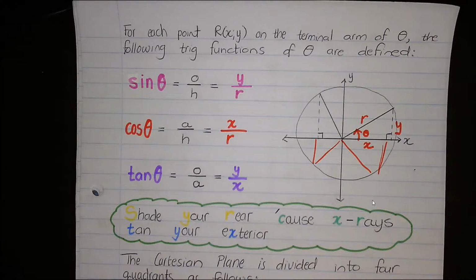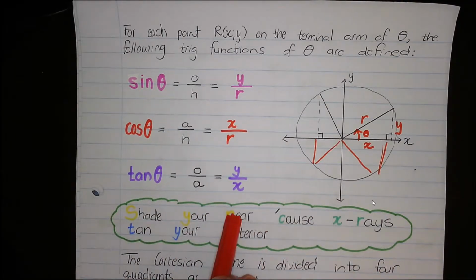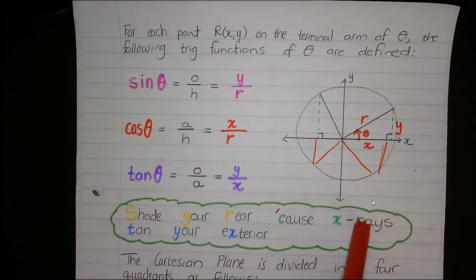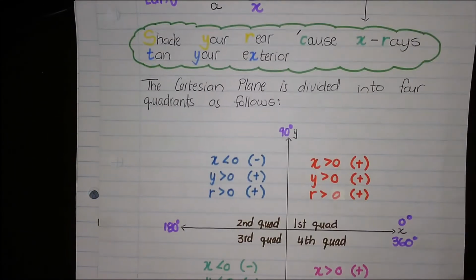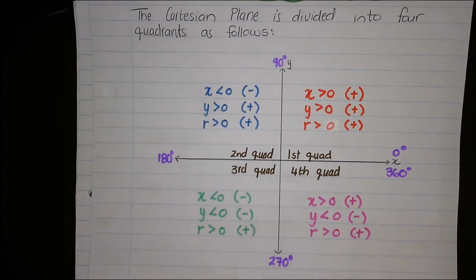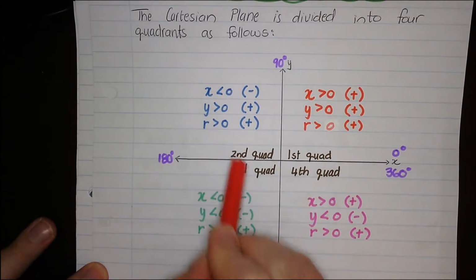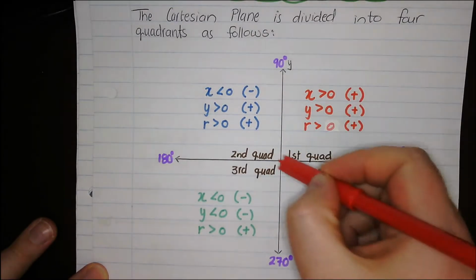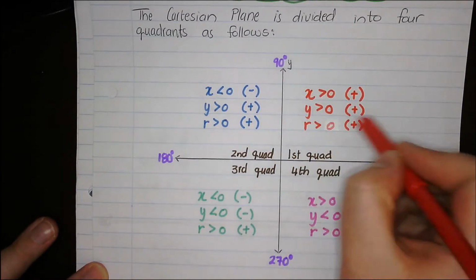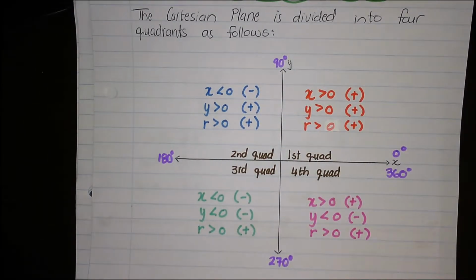And the way that I remember it is: sine is y over r, cosine is x over r, and tan is y over x. The Cartesian plane can be divided into 4 quadrants called the first quadrant, second quadrant, third quadrant, and fourth quadrant. And in the first quadrant, x is positive, y is positive, and note r is always positive.